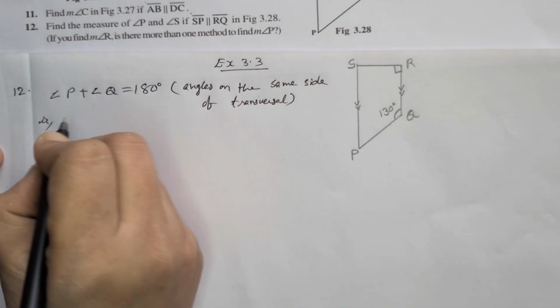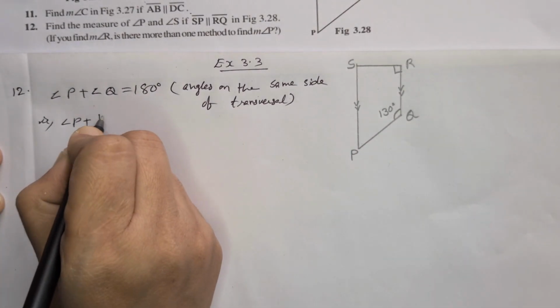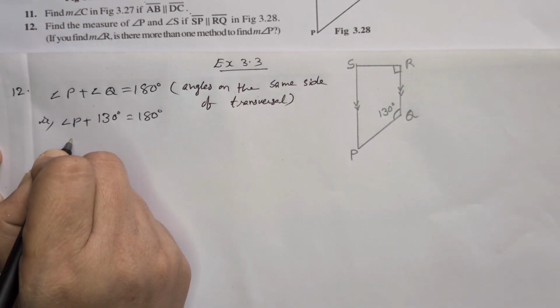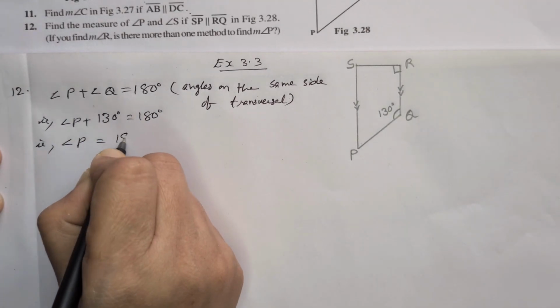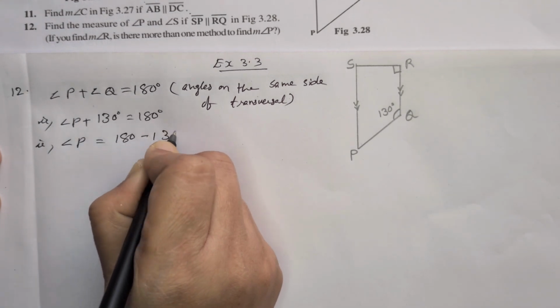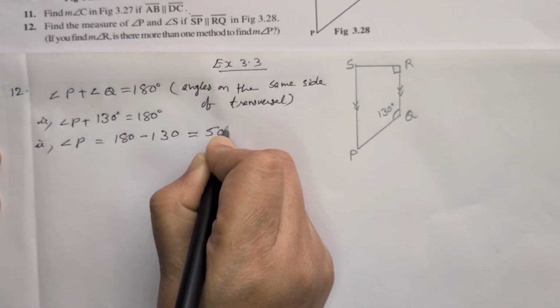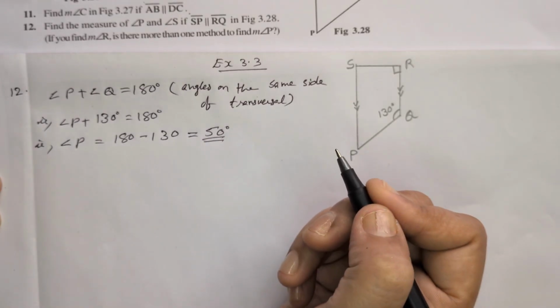That is angle P plus angle Q, which is already given as 130, is equal to 180 degrees. Angle P is equal to 180 minus 130, which is 50 degrees. Now we got angle P as 50 degrees.